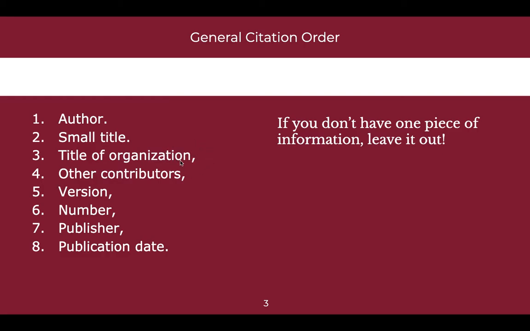Okay? So if you're doing chapter 9 from Pride and Prejudice, that would go here, and Pride and Prejudice would go here. The title of the organization should be italicized. Then you have a comma after that. If there's other contributors like other authors or a translator, you usually put them here. If you don't have it, you just leave it out. Same with the version and the number, okay?